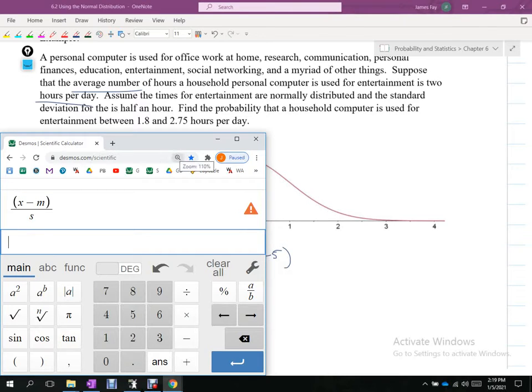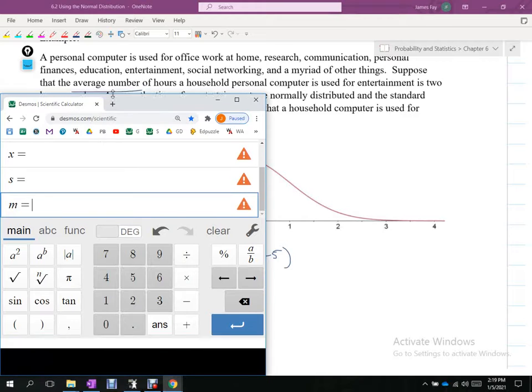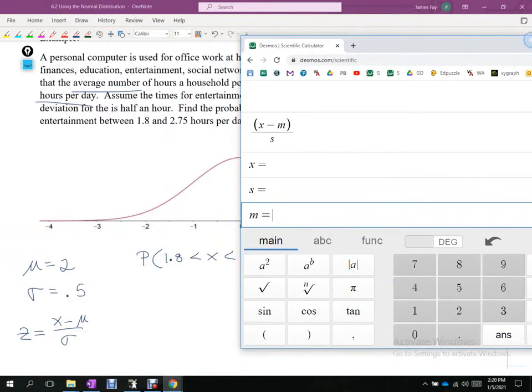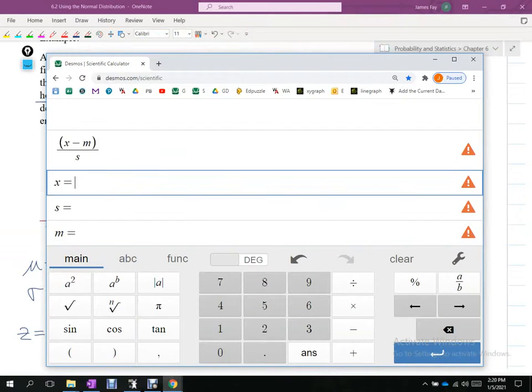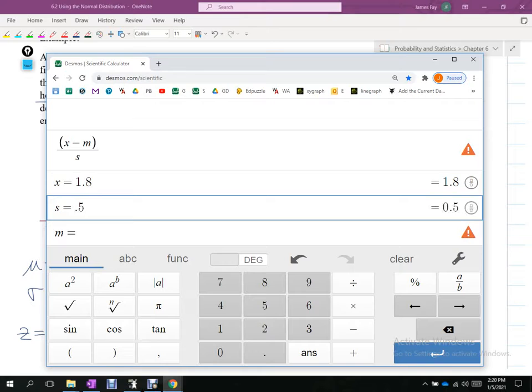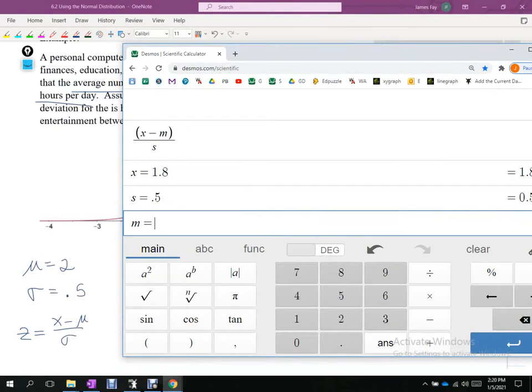If I type in what I want my X to be, what I want sigma to be, and what I want mu to be, we should be able to get this 1.8 and this 2.75 standardized pretty quickly. So X again, 1.8. Standard deviation, we said it was 0.5. And then our mu, we want it to be 2.